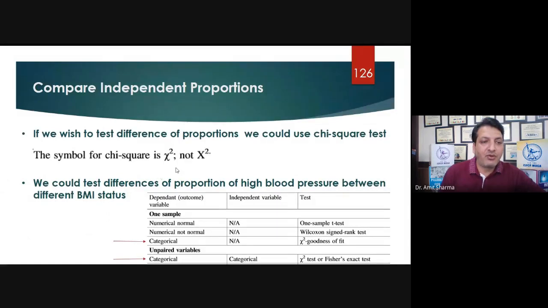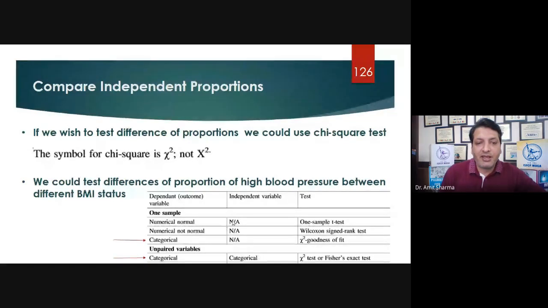One example I'm going to take: we could test the difference of proportion of high blood pressure between different BMI status. For example, in BMI, we have three groups like yesterday: normal, overweight, and obese. And under blood pressure, we have two groups, like normal blood pressure or higher blood pressure. Clear?